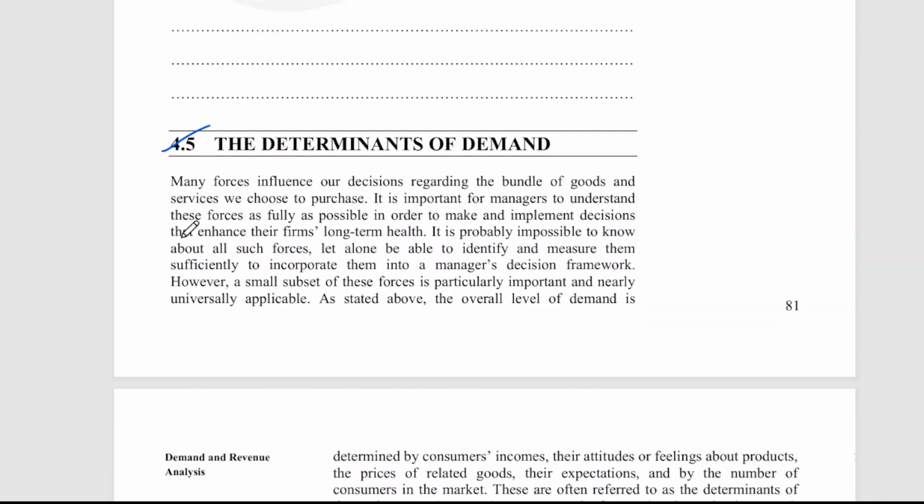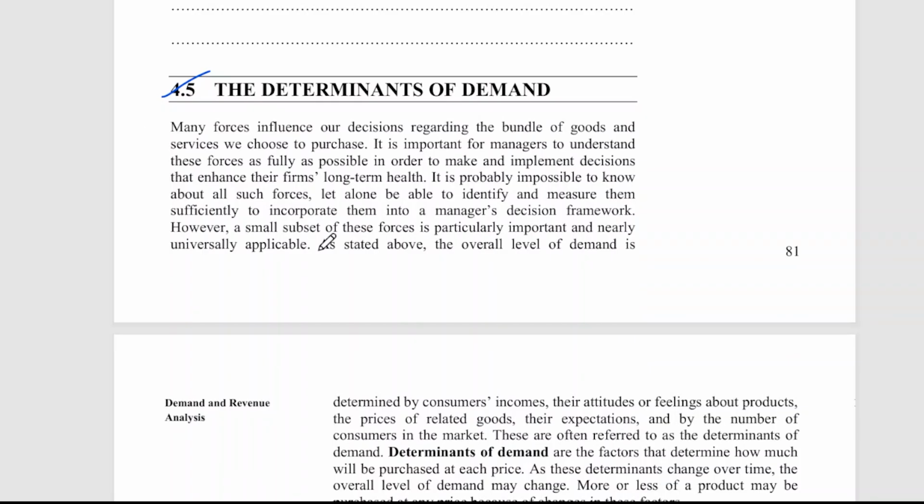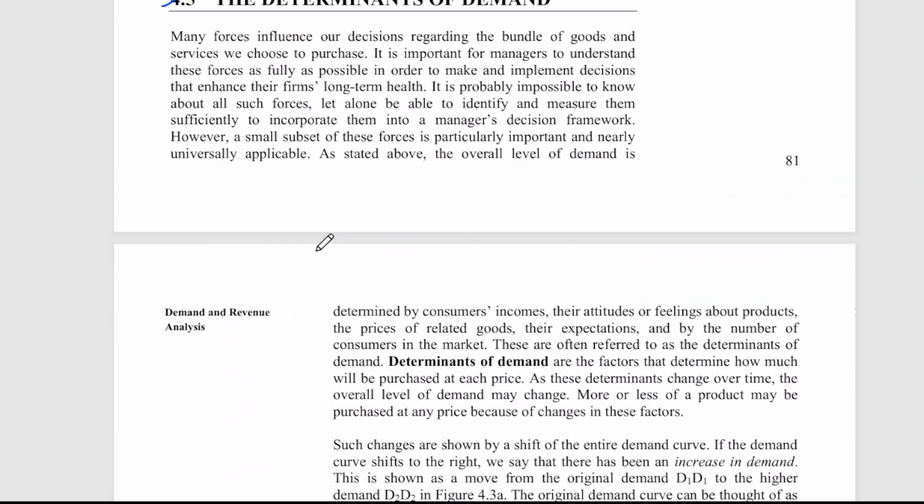The next subsection is the determinants of demand. So what are the determinants of demand? Many forces influence our decision regarding the bundle of goods and services we choose to purchase. It is important for managers to understand these forces as fully as possible in order to make and implement decisions that enhance their firm's long-term health. It is probably impossible to know about all such forces, let alone identify and measure them sufficiently to incorporate them into a manager's decision framework. However, a small subset of these forces is particularly important and nearly universally applicable.